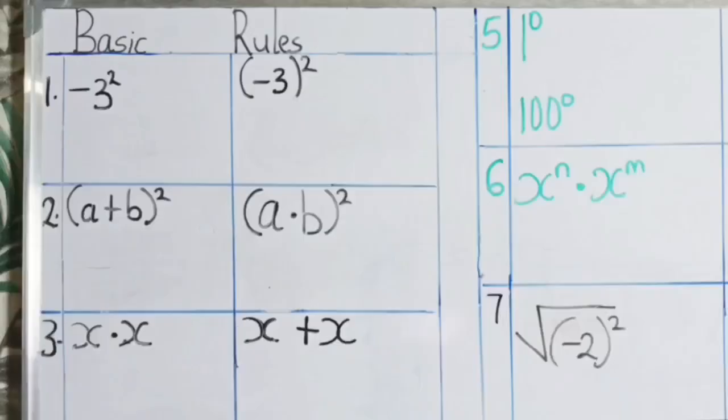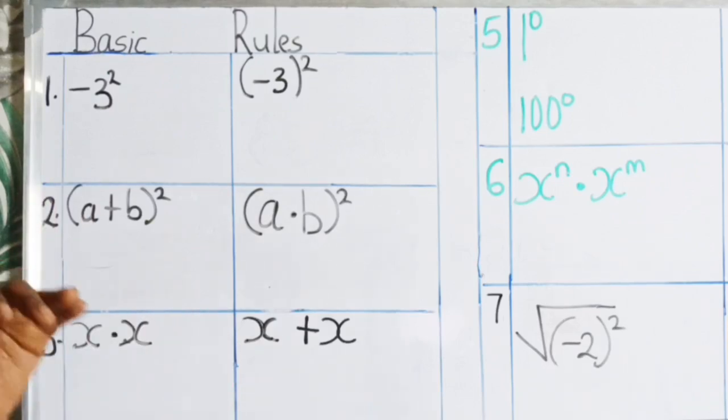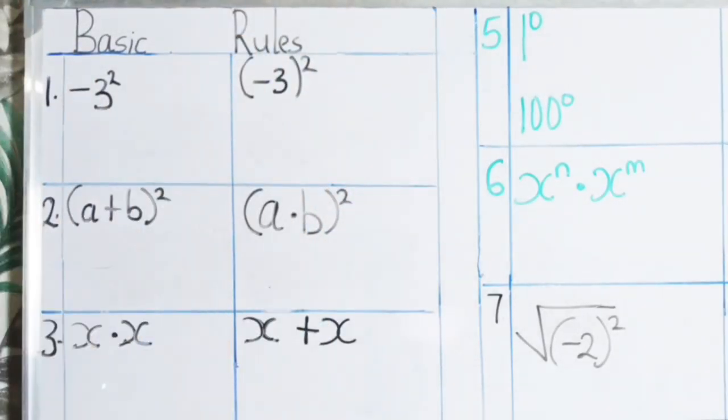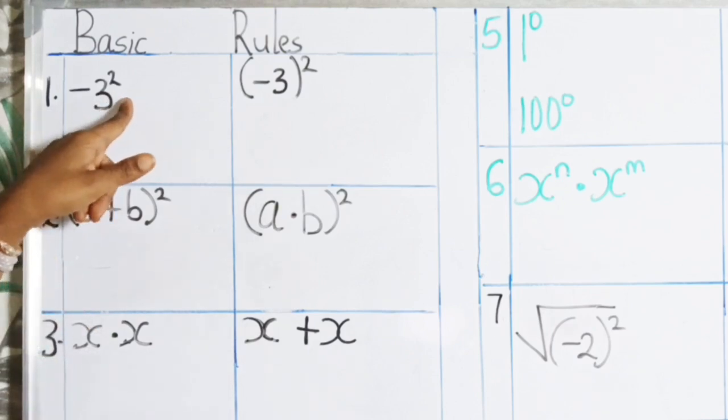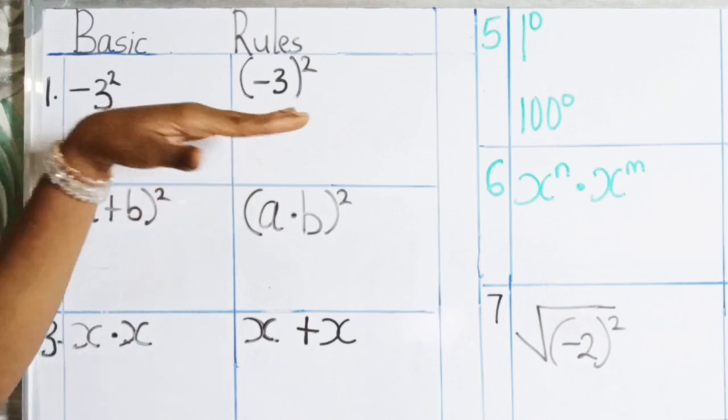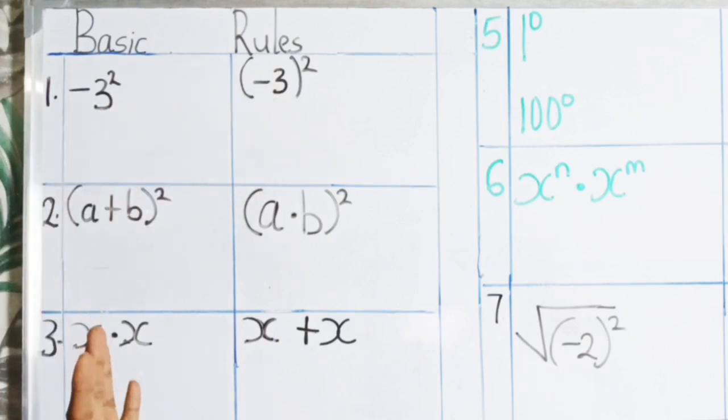Today, we are going to consider basic rules in mathematics. Basic rules in mathematics. If you have ever wondered if this expression and this expression will give you the same answer, then you need to watch this video. Now, sometimes an exponent, no matter how small it is, and a bracket can change your answer.